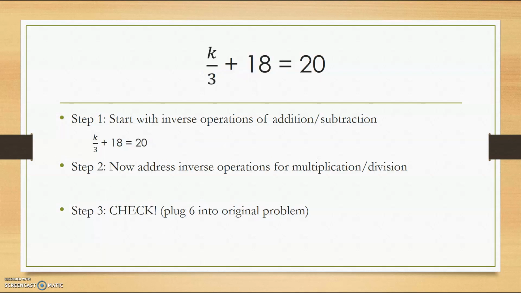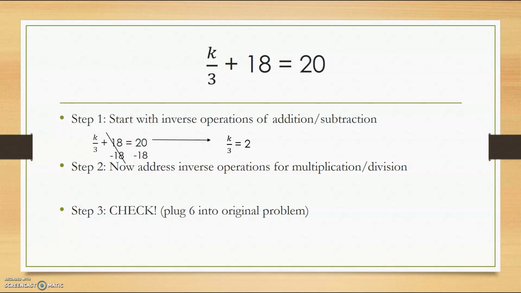Okay? All right. Ooh, we've got a doozy here. We got a fraction. I know how much you guys love fractions. All right. So we're going to start with inverse operations of addition subtraction. Still keeping it the same. So I'm going to address that 18. That's near k over 3. So I'm going to subtract 18 from both sides. If I subtract 18 on the left, there's nothing left except for k over 3, and 20 minus 18 would give me 2. So I'm left with k over 3 is equal to 2.